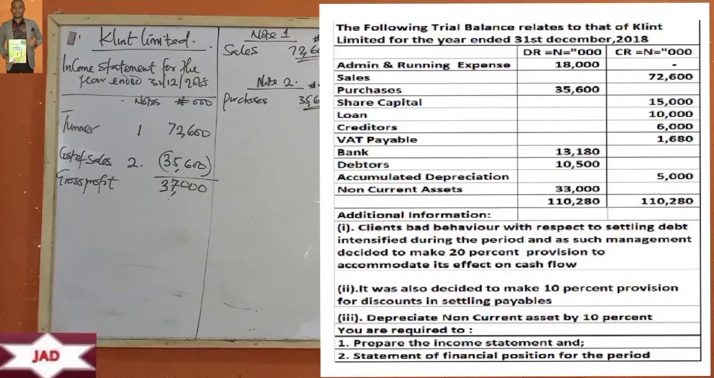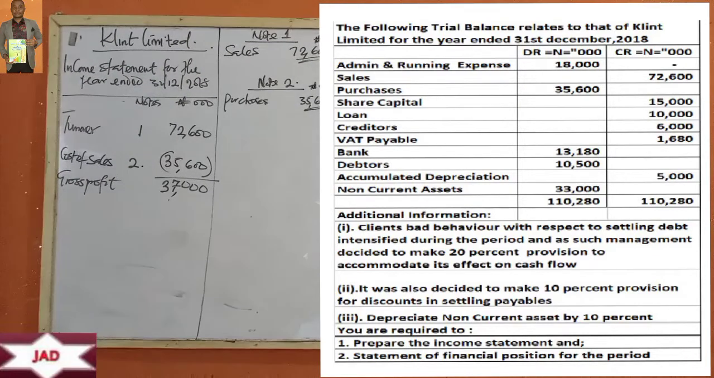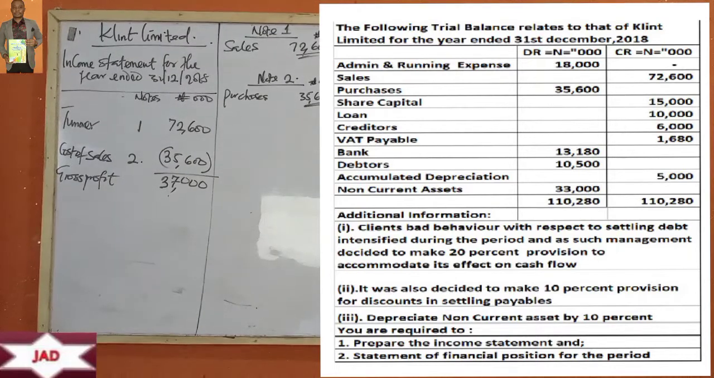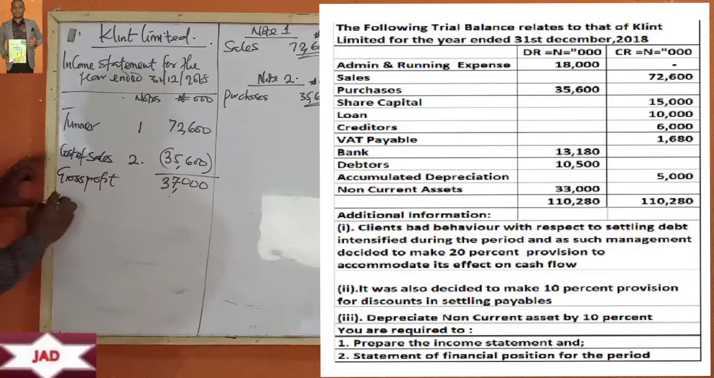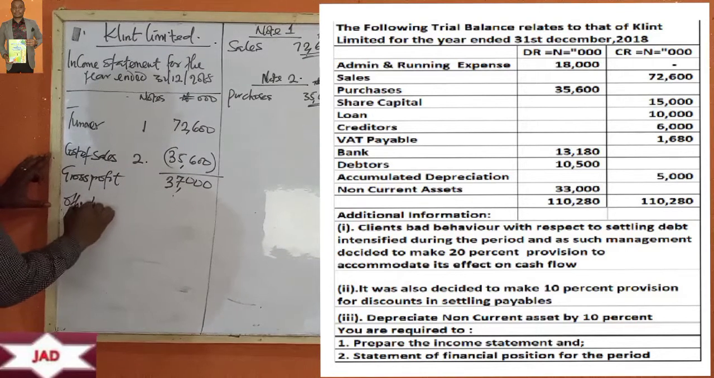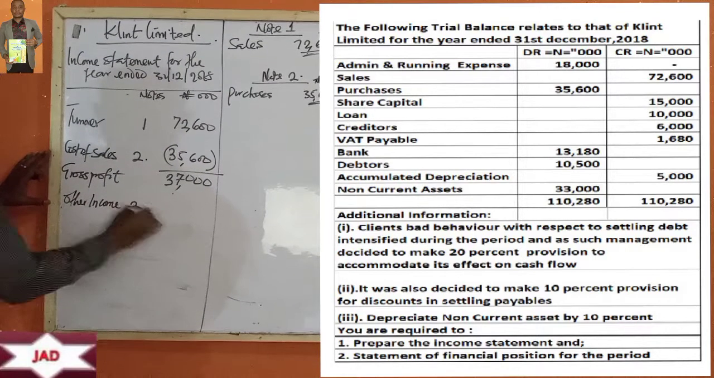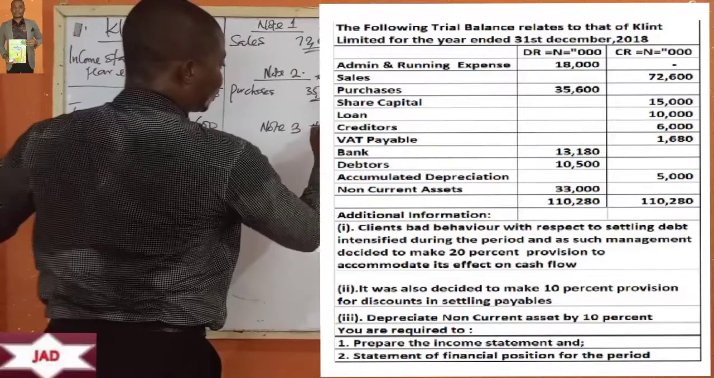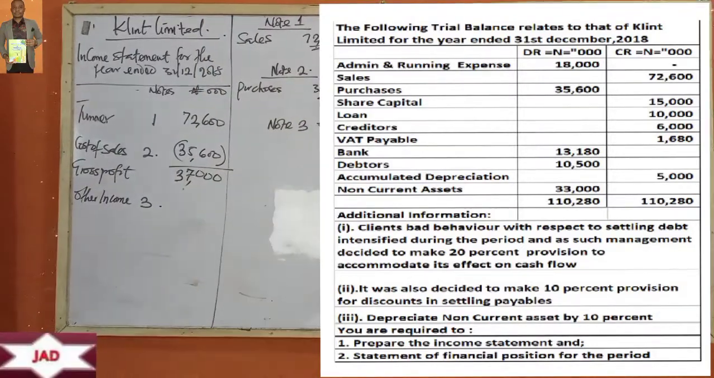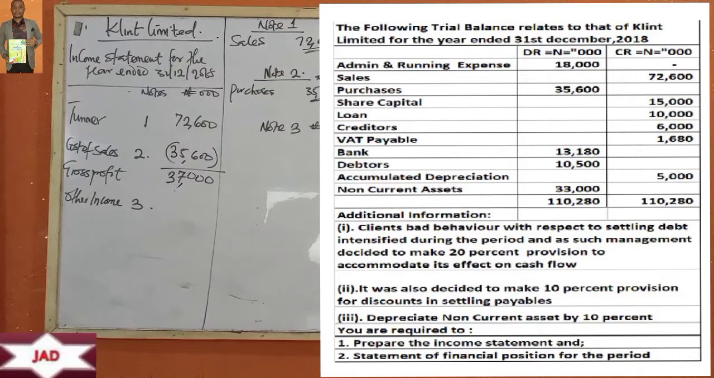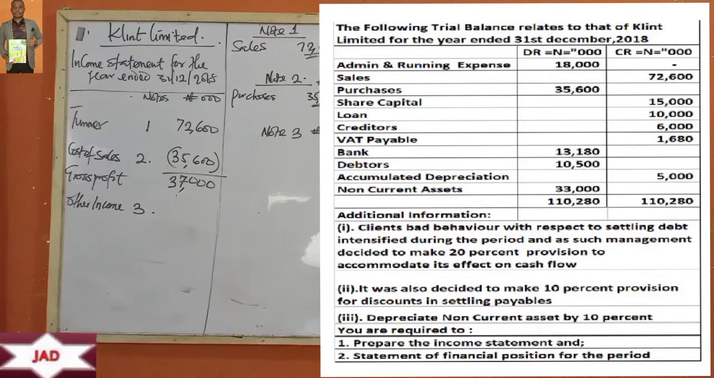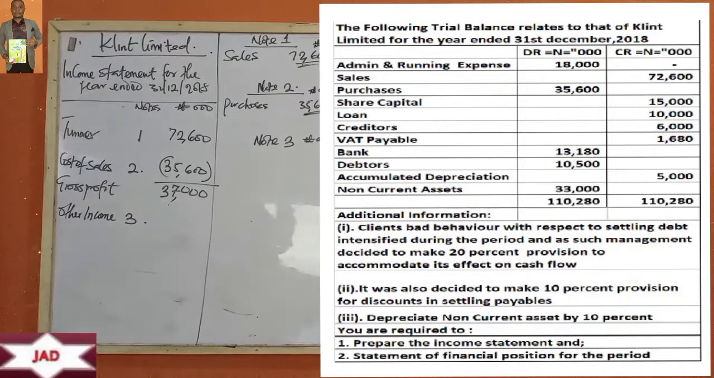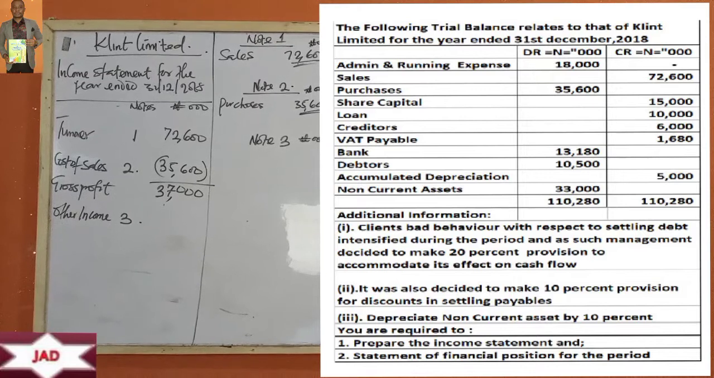So is there any other income? There's no other income here. Oh, there is other income. Let's look at the adjustment. So let's say other income. Let's call it note 3. All right. Look at what they said. They said it was also decided to make 10% provision for discounts on settling payables. Can you see that? Provision for discounts on settling.